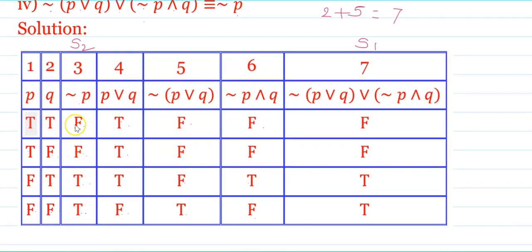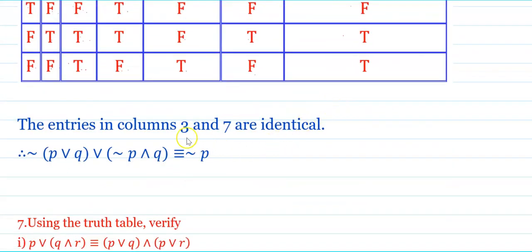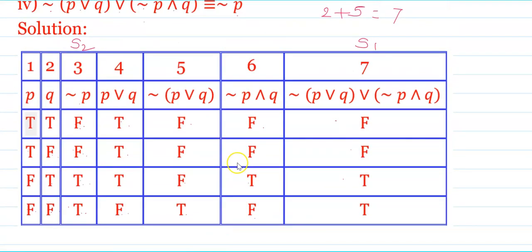Now observe here. F, F, F, F, T, T, T, T. All the entries in the column number 3 and the column number 7 are identical, and hence the given statement pattern is equivalent. Okay, now see this here. 3 and 7 are identical, and hence it is equivalent. Okay, you can see this here.